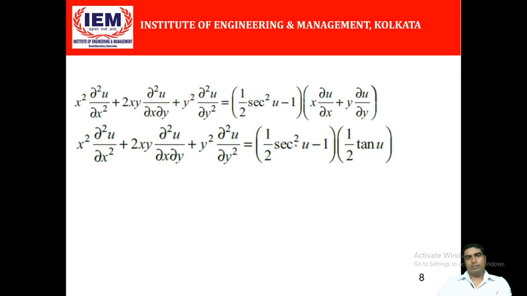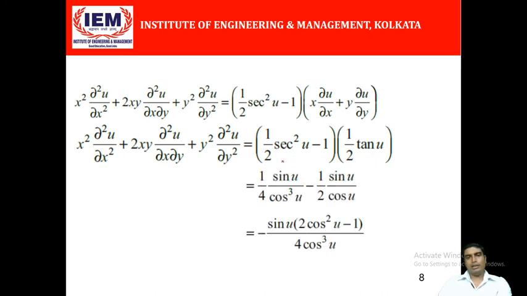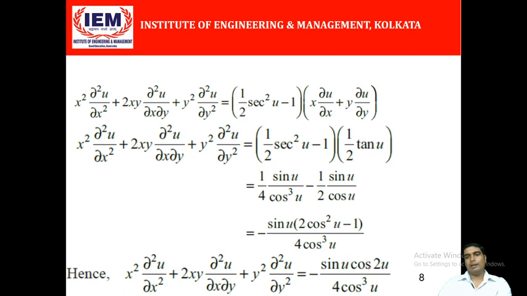And after that I can do a little bit of calculation here: sec square u, I multiply it with this one, so it will be 1 by 4, and sec square is 1 by cos square u, and tan u is sin u by cos u, so sin u over cos cube u minus half sin u over cos u, that is tan u. After that the simplification, I'll get the required result, that is negative of sin u cos u over 4 cos cube u. Hence it proves the second result.